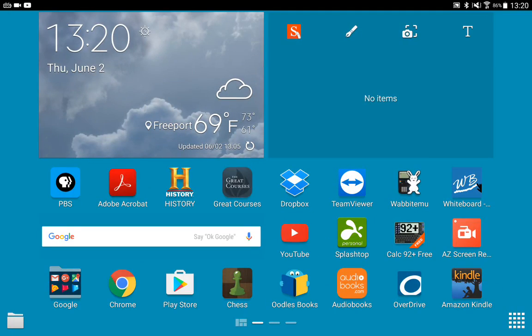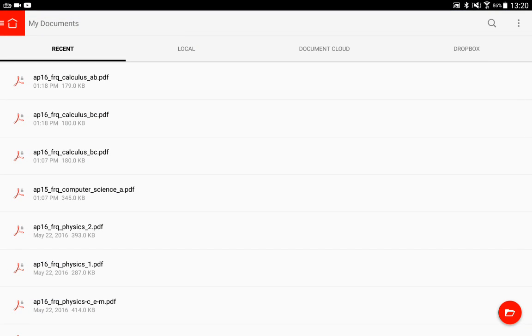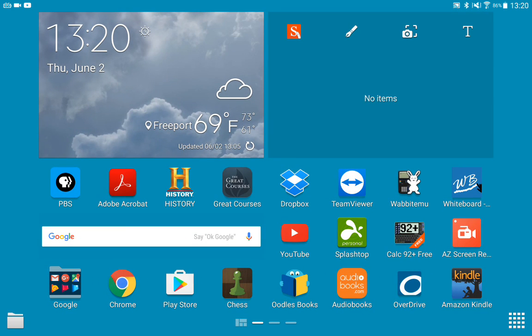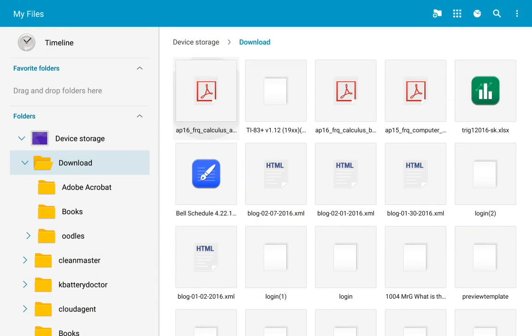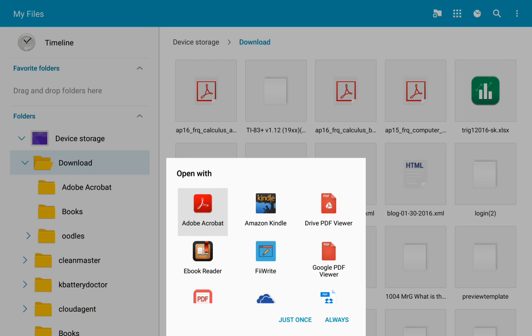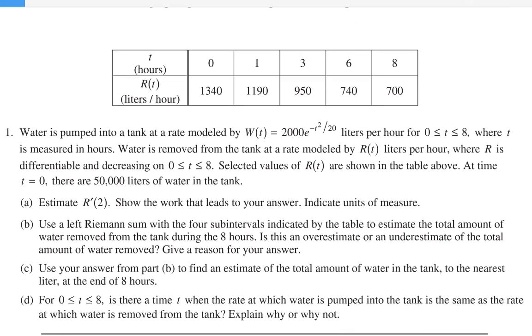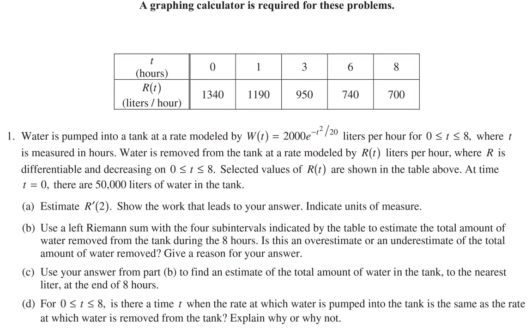Next part of the question. Hang on, don't I have this file? Here it is. Why isn't it loading? Okay. And part D: for t equals 0 to 8, is there a time t when the rate at which the water is pumped into the tank is the same as the rate at which the water is removed from the tank? Explain why or why not.